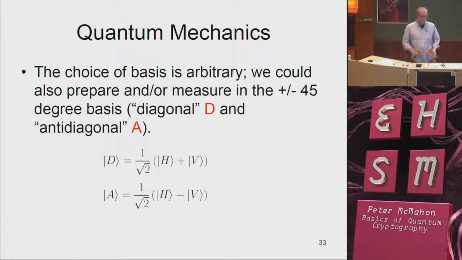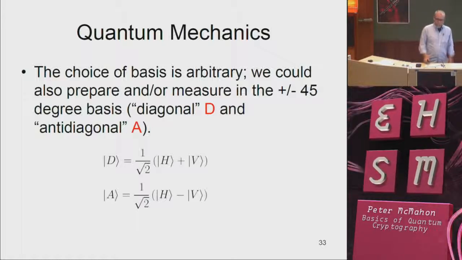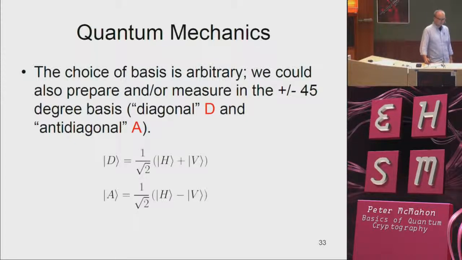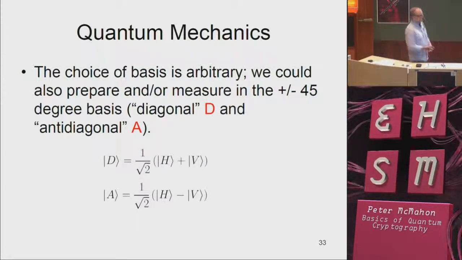However, there's nothing to say that there's something really special about the horizontal and vertical polarization bases. And in fact, the choice of basis is basically arbitrary. And we could imagine describing either the preparation of the state or the measurement of the state in some other basis. For example, we could talk about the diagonal and anti-diagonal basis, where if you have this sort of plus 45 degree polarization and minus 45 degree polarization, we can describe these states here, or the diagonal state like this and the anti-diagonal state like this.